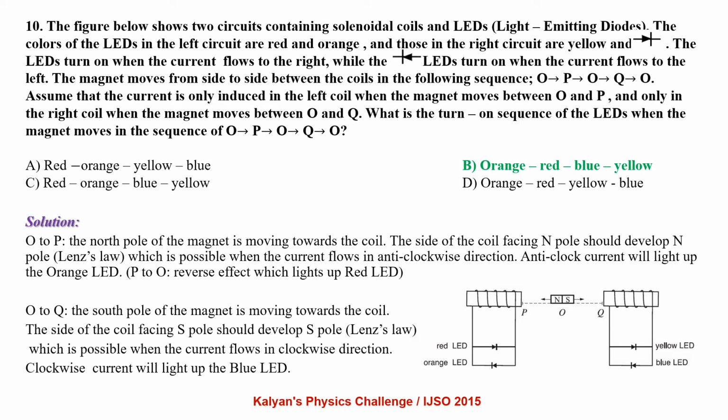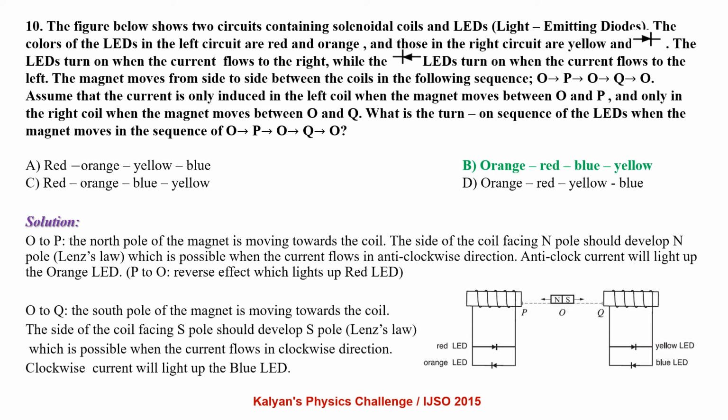The magnet moving between O and P, the north pole of the magnet is moving towards the coil. The side of the coil facing the north pole should develop a north pole according to Lenz's law, which is possible when the current flows in anti-clockwise direction. Anti-clockwise current will light up the orange LED. When the magnet is moving from P to O, the reverse effect will take place, which lights up red LED.